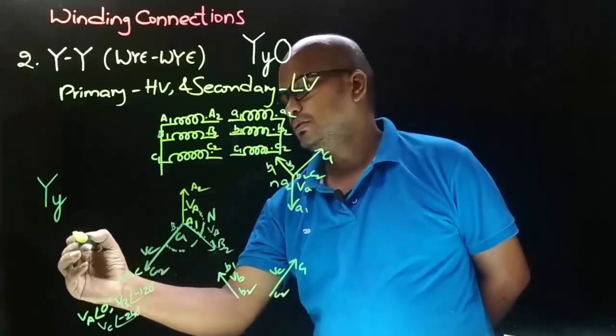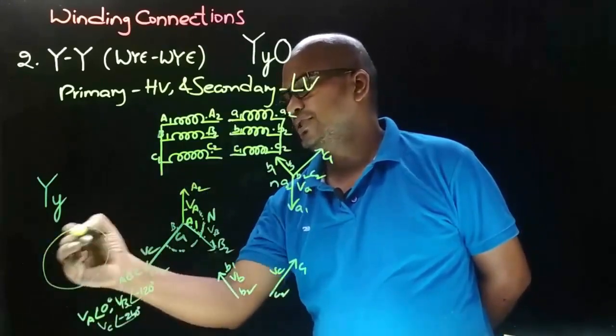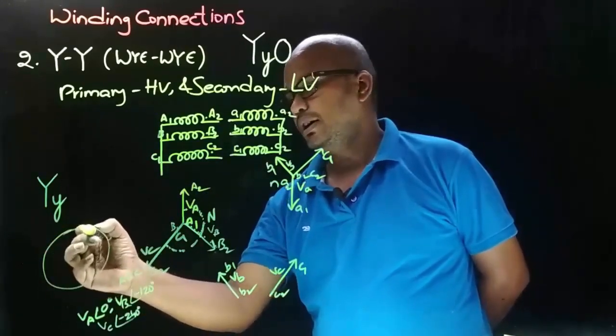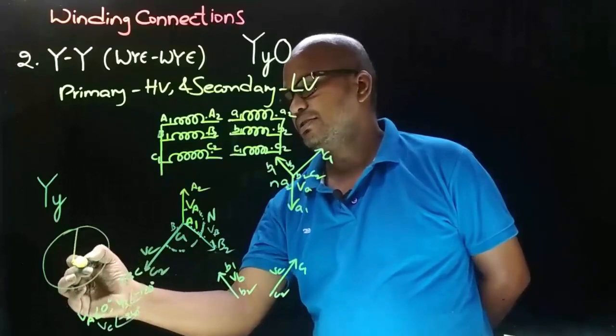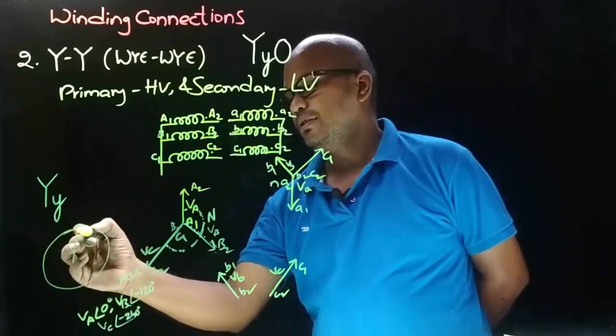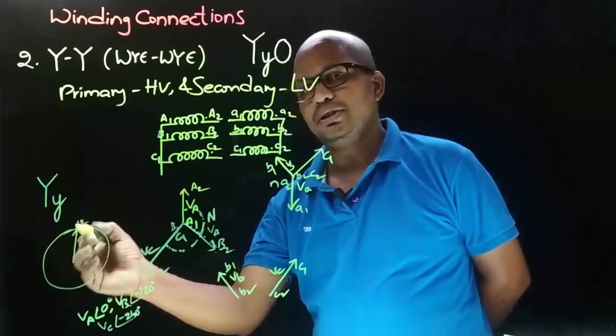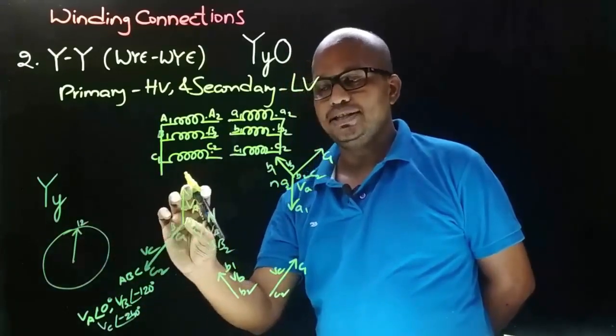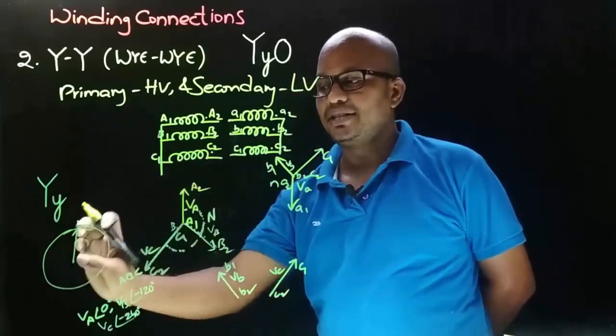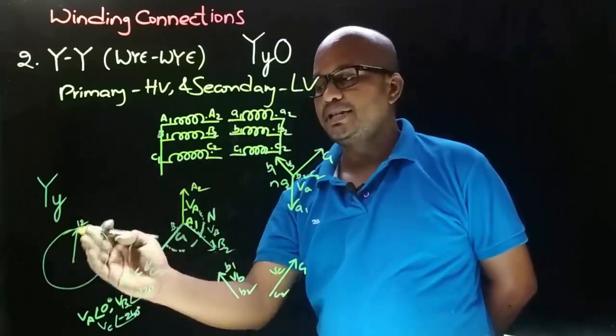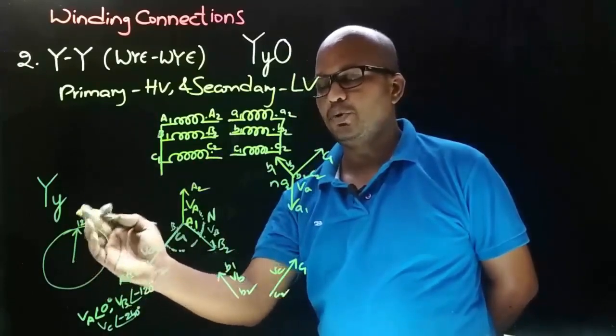So if this is the clock, the minutes needle is always shown pointing towards 12 because the HV winding voltage is represented with the minutes needle and it is taken as reference. So the minutes needle will always be at this position of 12.